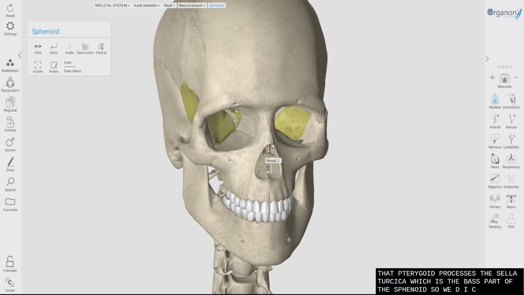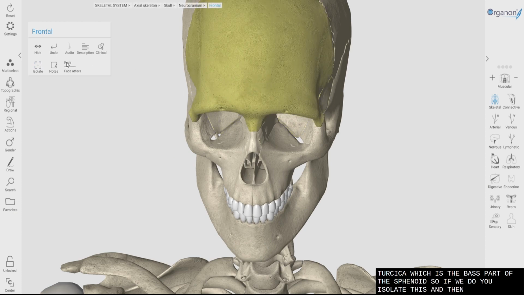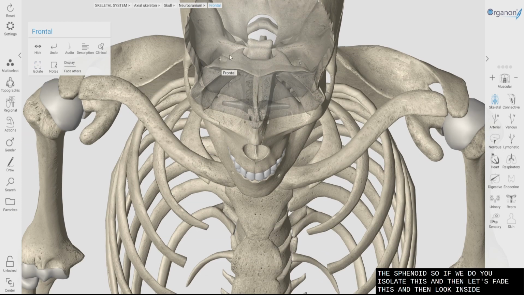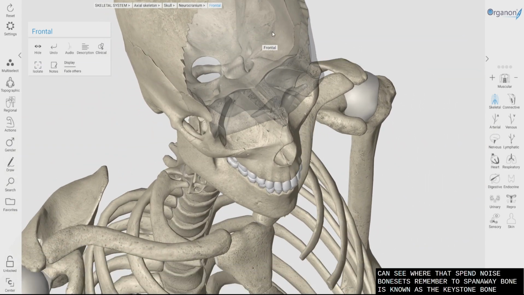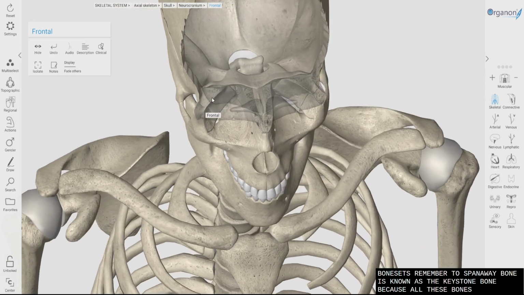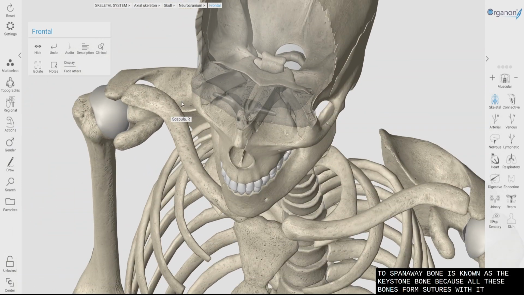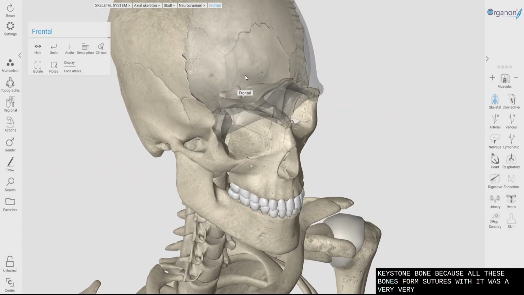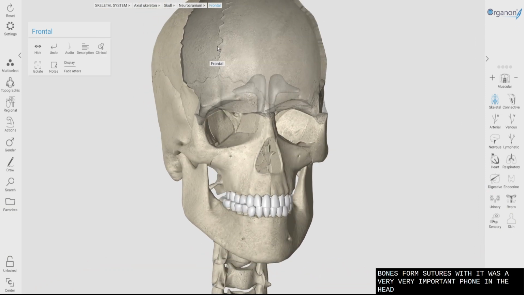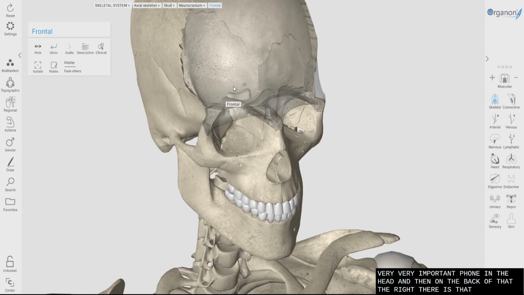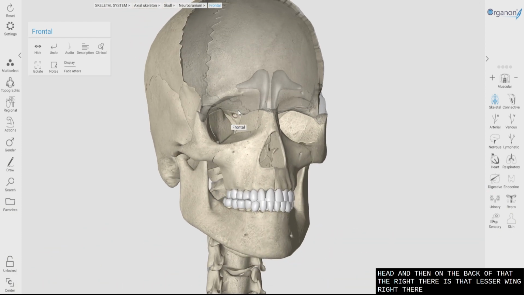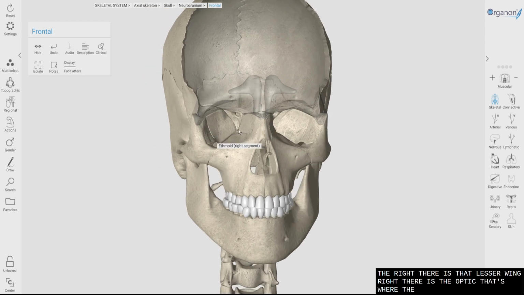So if we de-isolate this and fade this and look inside here, we can see where that sphenoid bone sits. Remember, the sphenoid bone is known as the keystone bone because all these bones form sutures with it. So it's a very, very important bone in the head. And then on the back of that, right there is that lesser wing. Right there is the optic canal. That's where the optic nerve goes.